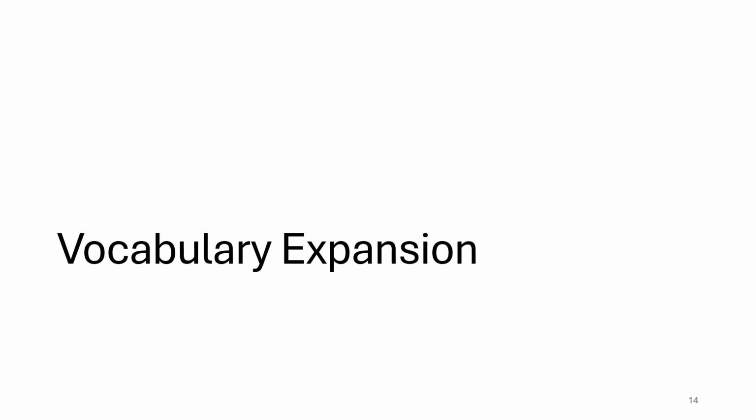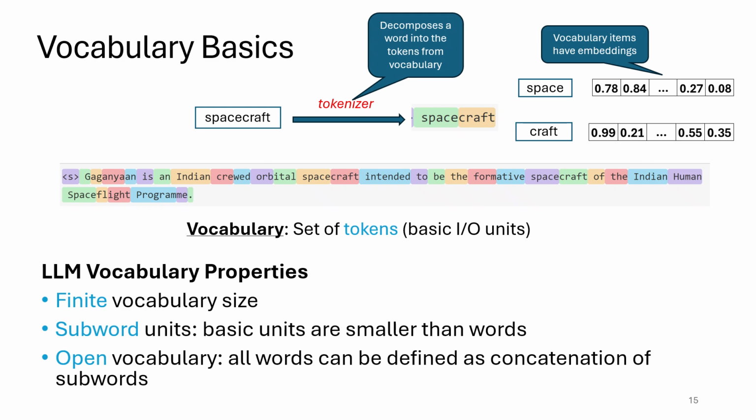Let's go over these steps one by one. So the first step is vocabulary expansion. First, let's understand the basics of vocabulary as it applies to language models. If you have a word like spacecraft, the language models do not consume the words as they are. They decompose the word into tokens from the vocabulary of the language model. That's what the tokenizer does. In this case, spacecraft might be broken into space and craft.